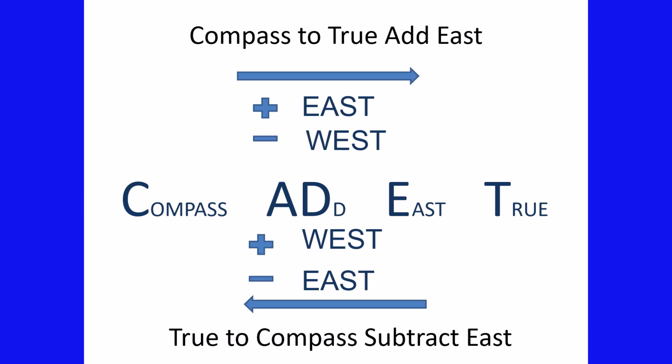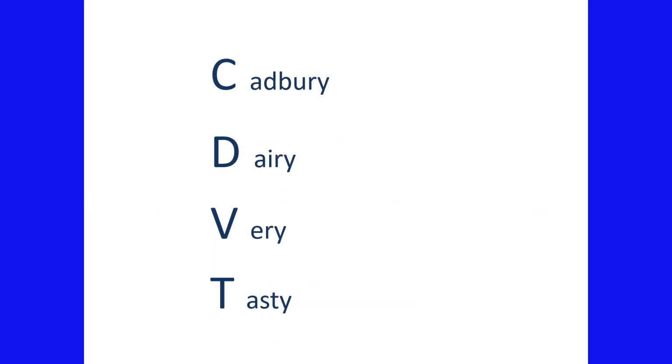The image on the screen is the key to this process. I would recommend that you screenshot it and save it to your memory. Now in the next couple of slides, we're going to apply variation and deviation to solve the problem and find our course to steer. So here is another memory aid on the screen. Cadbury's Dairy Milk, very tasty. This is how we apply the add and subtraction process.